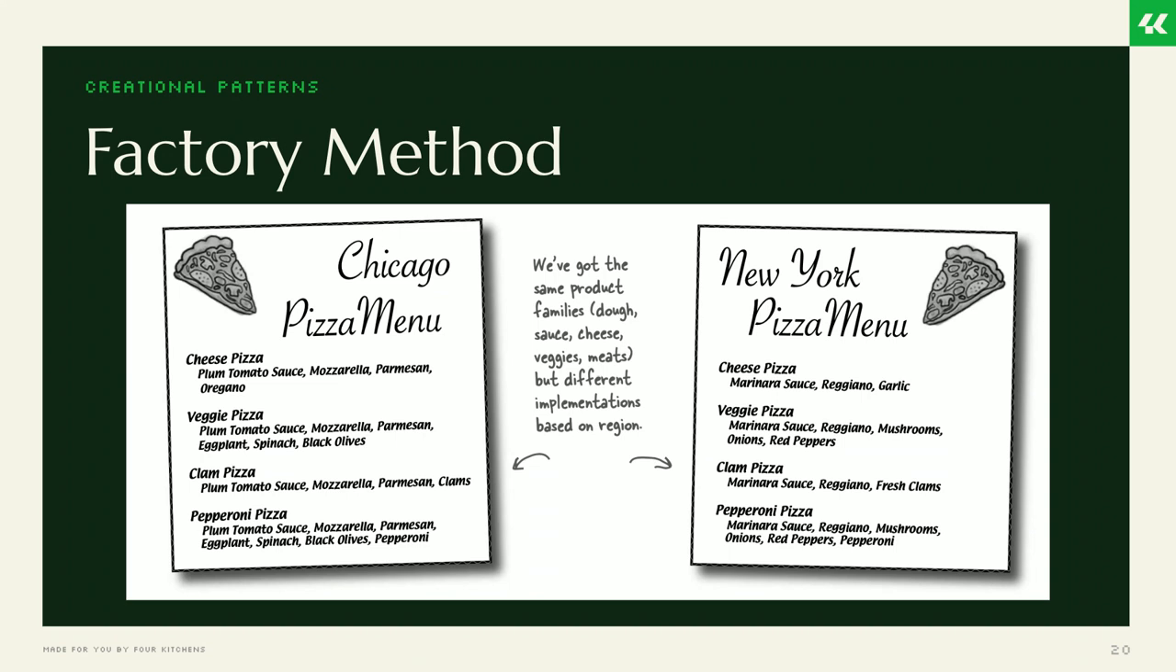This is the most important part: they both have a cheese pizza. And I want to be able to order that from a factory using my factory method and just say order cheese pizza. I don't want to have to say every time order pizza, sauce is plum. Maybe it's a switch statement: if Chicago, order pizza, sauce is plum, cheese is mozzarella and parmesan, topping is oregano. I want all of that built into the factory itself. So the factory controls what it means to be a cheese pizza, and I just order with the word cheese.